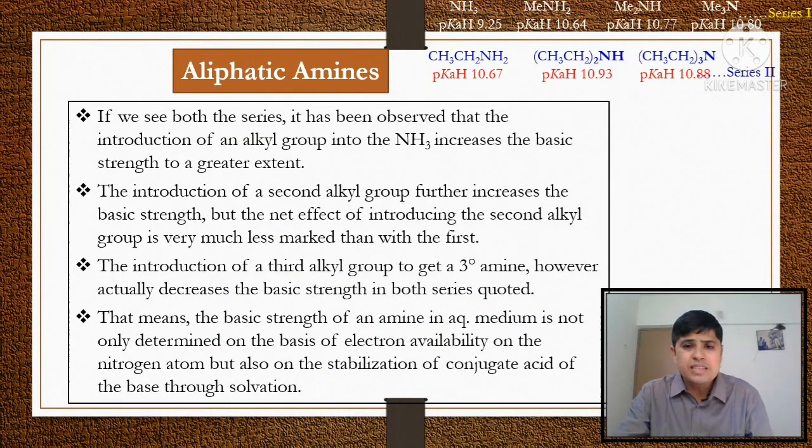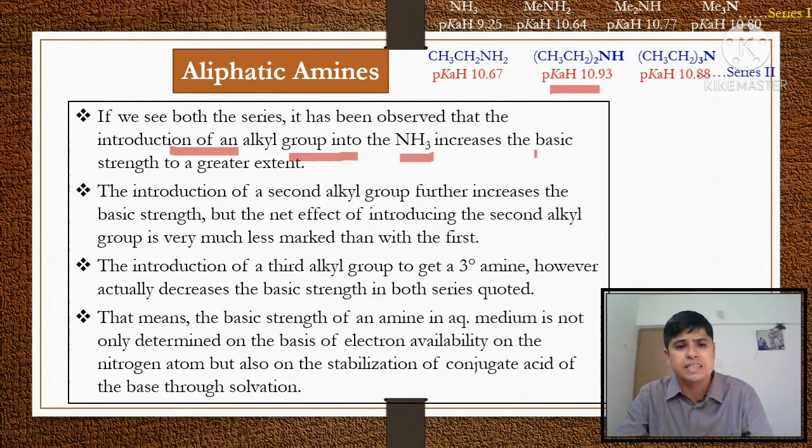This is the same series I have written here. First series: methylamine, dimethylamine, trimethylamine. Tertiary amine is most basic in the first series, while in the second series secondary amine is more basic than tertiary, and tertiary is more basic than primary amine. If we see both these series, it has been observed that the introduction of an alkyl group into ammonia increases the basic strength to a greater extent, as we are increasing electron density over the nitrogen atom of ammonia by placing an electron donating group like an alkyl group on that nitrogen atom.